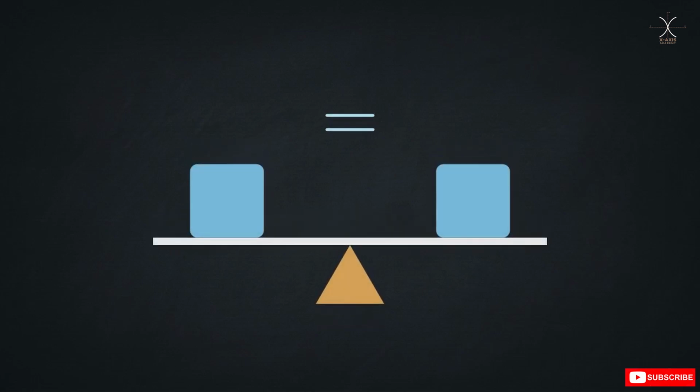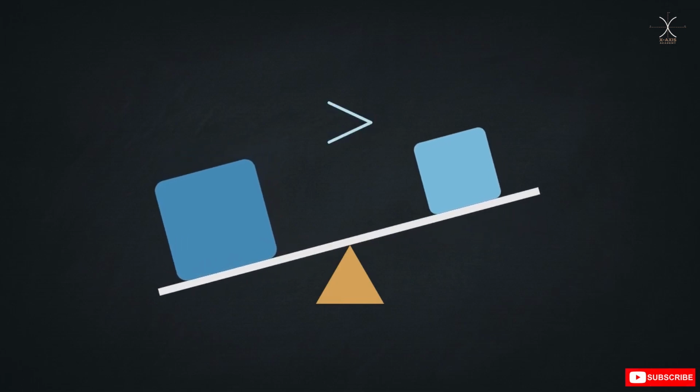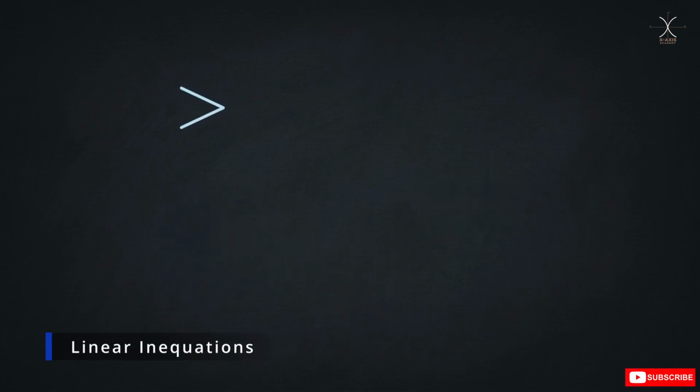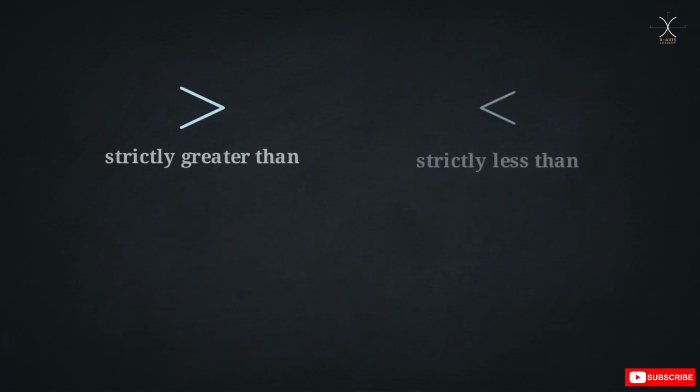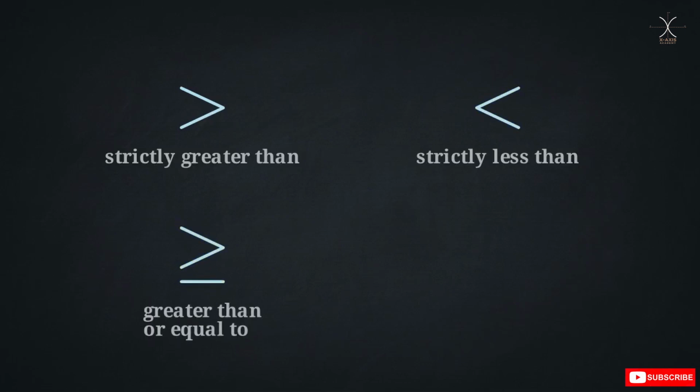An equation represents a state of perfect balance between two expressions, but an inequation represents an imbalance, where one side of the scale is strictly heavier or lighter than the other. Instead of a single equal sign, we use four primary symbols to describe this imbalance: strictly greater than, strictly less than, greater than or equal to, and less than or equal to.